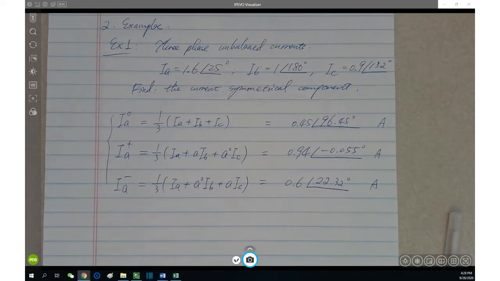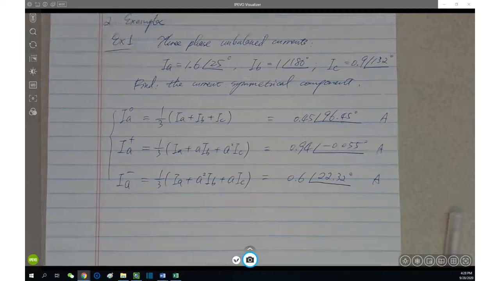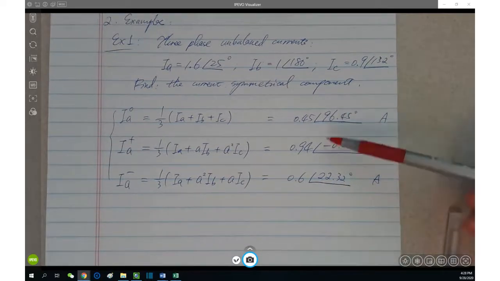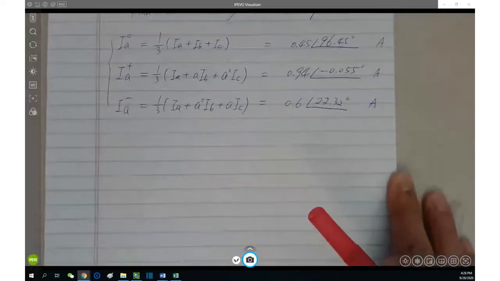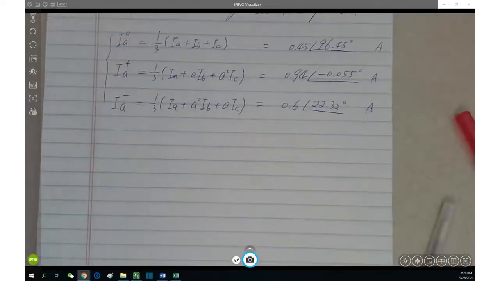Well, next let's do another small example. Try to plot these three phasors into a phasor diagram. Let's do one of them. Let's learn how to do this.